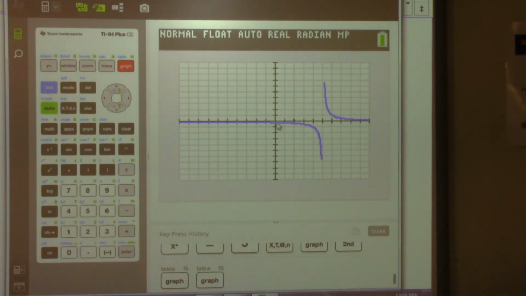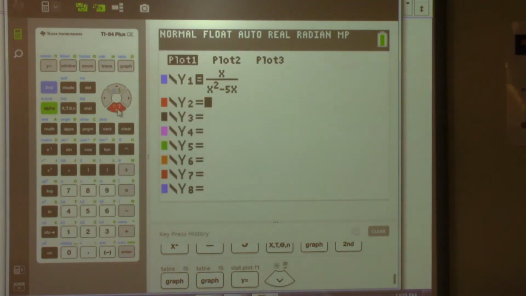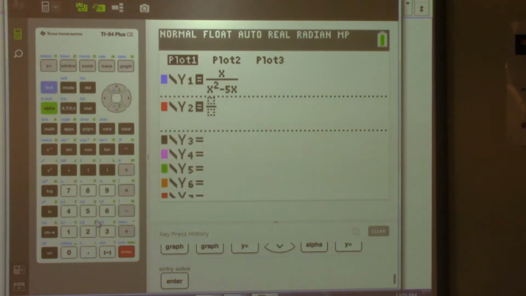Now, Adam pointed out that it looks like TI might have been able to do something to make it barely visible. But normally when you graph, you're not going to see it, because the function is defined all the way up to 0 and all the way after 0. Now, I want to go ahead and type in the function with the discontinuity removed. We have 1 over x minus 5.